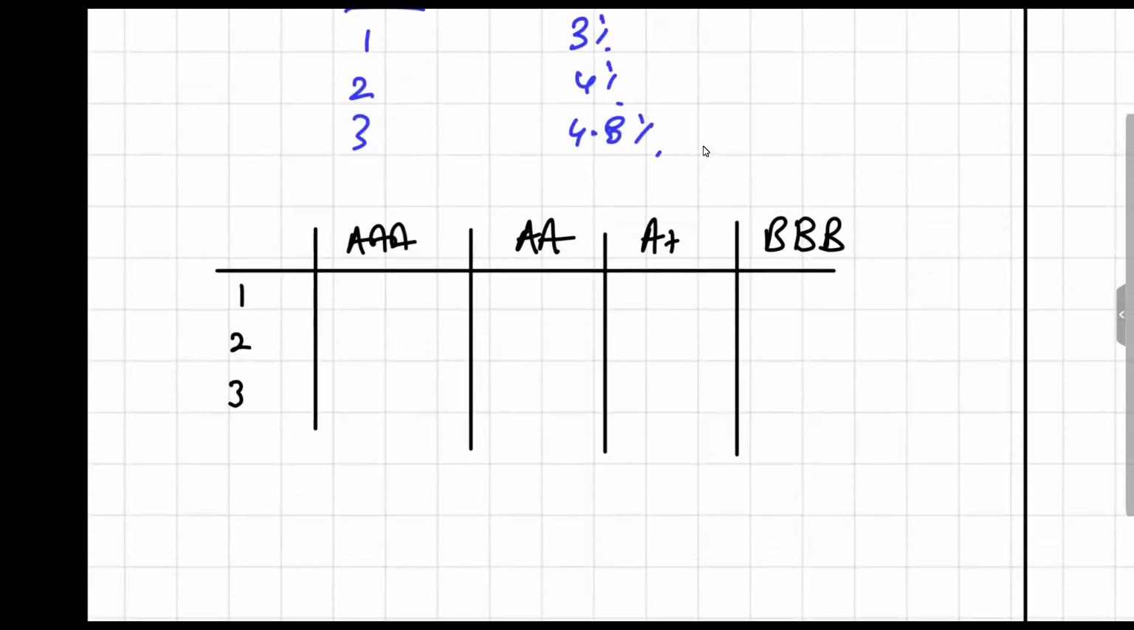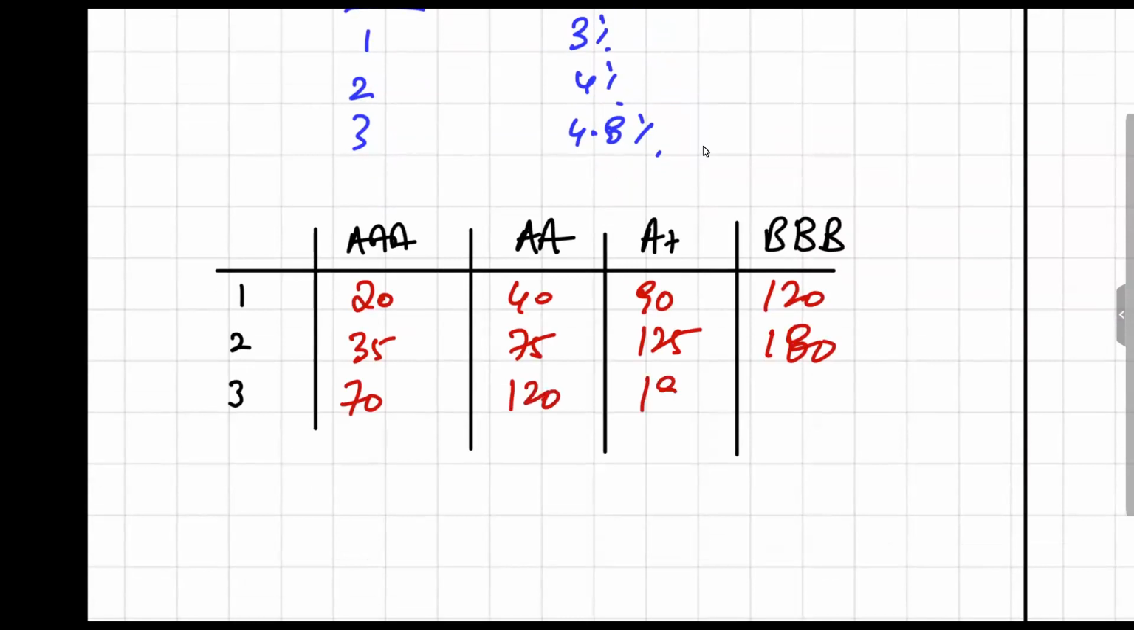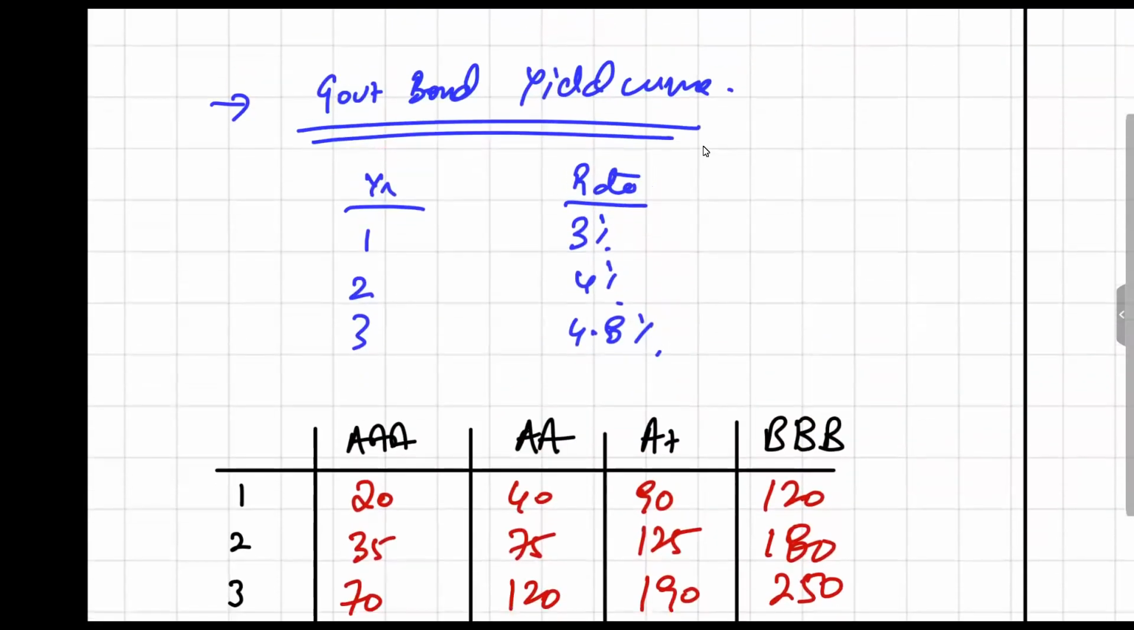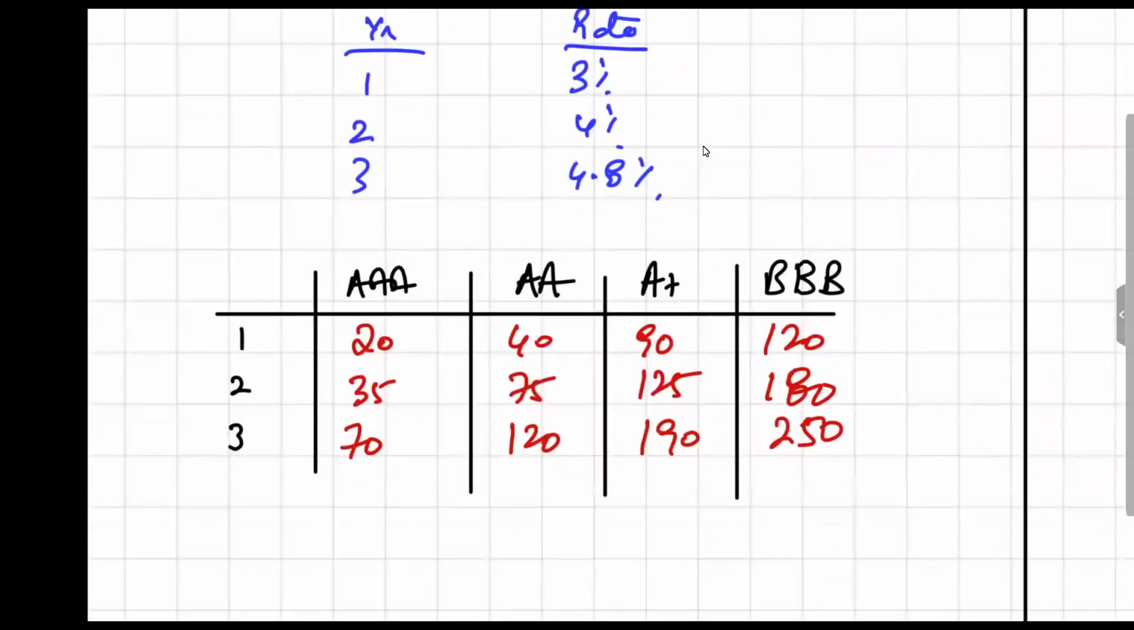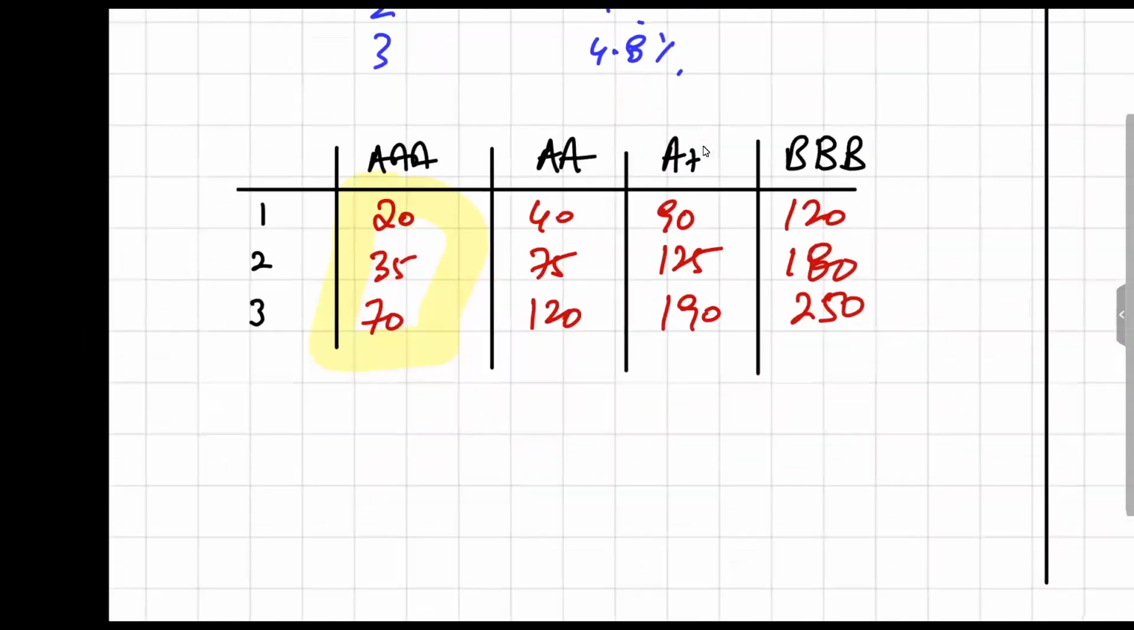And then he would mention, let's say, 20, 40, 90, 120, let's say 35, 75, 125, 180, let's say 70, 120, 190, 250, and so on and so forth. Now, what is all this going to be? Whatever is given here is considered to be the credit spreads.